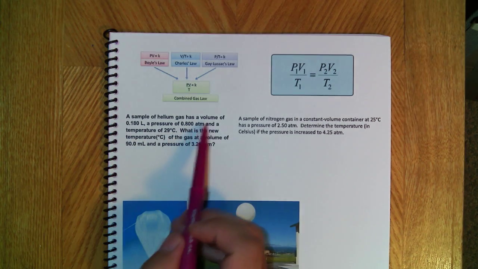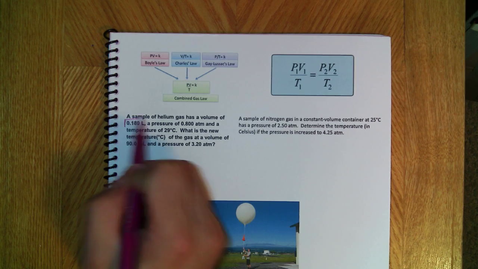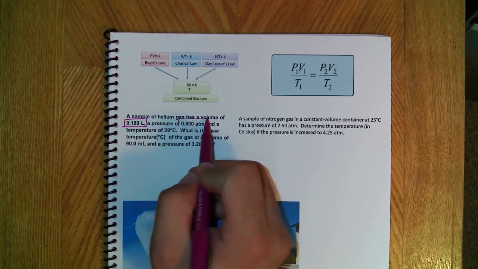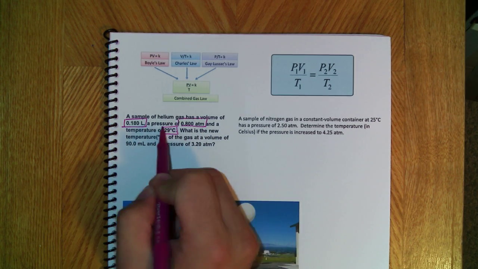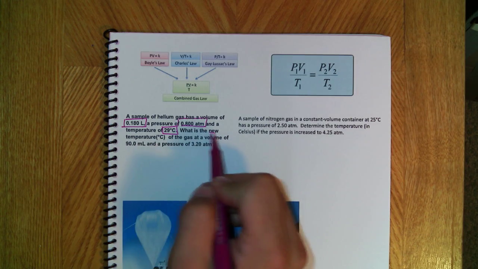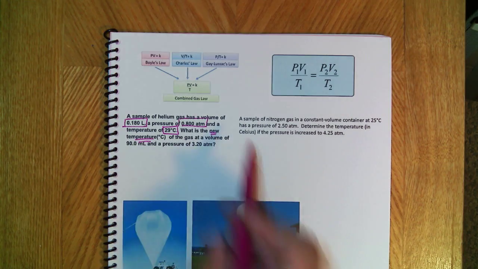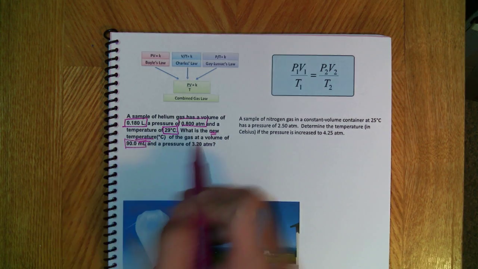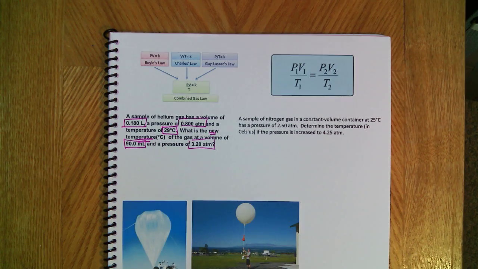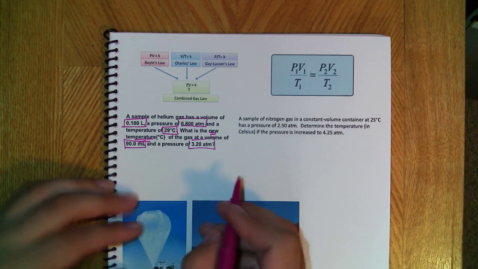A sample of helium gas has a volume of 0.180 liters at a pressure of 0.8 atm and a temperature of 29 degrees Celsius. What is the new temperature, so T2, of the gas at a volume of 90 milliliters and 3.2 atm? Everything's changing, and the reason we have this is because realistically, everything is probably going to change in an experiment. It's really hard to keep one of these variables constant. So let's plug in what we know.